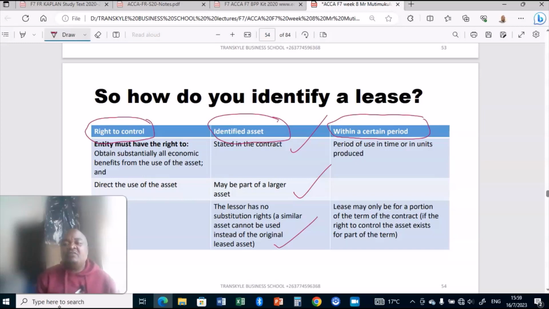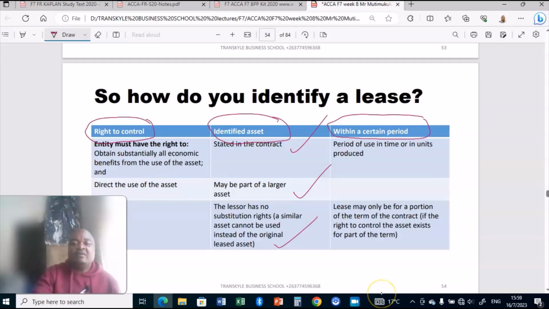A lease may only be for a portion of the term of the contract if the right to control the asset exists for part of the term. So the lease may only be for a portion of the term of the contract, not the other extra time. We only look at that particular portion of time that the contract is referring to.